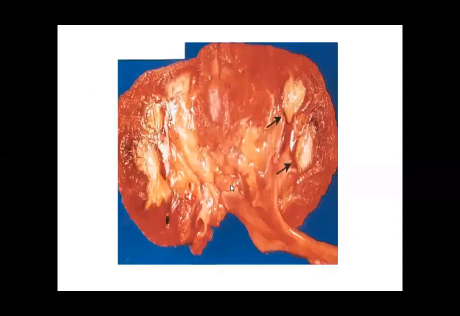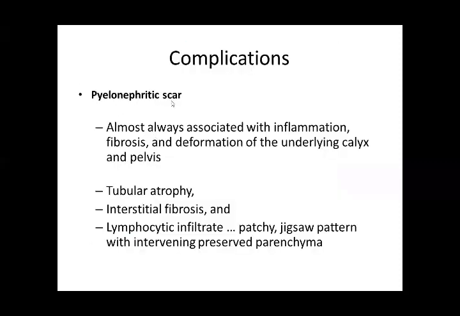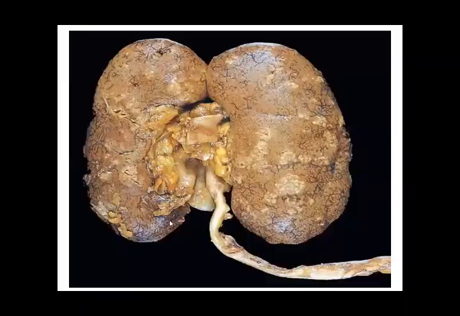Scar, if the disease is bilateral, where should the scar form? It should be bilateral. Almost always associated with inflammation, fibrosis, deformation of underlying calyces and pelvis. Tubules will undergo atrophy. There will be interstitial fibrosis and lymphocytic infiltrate, patchy jigsaw pattern of intervening preserved parenchyma, which means between the lymphocytes there is normal parenchyma.